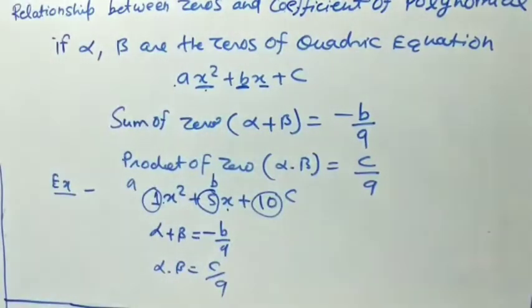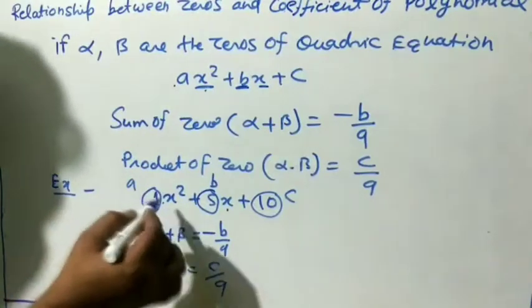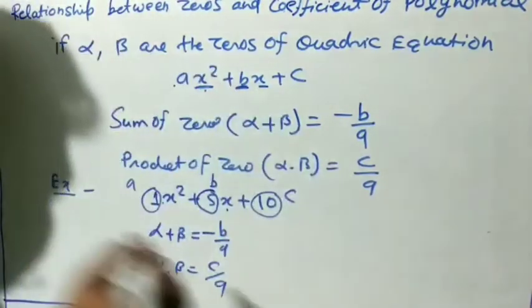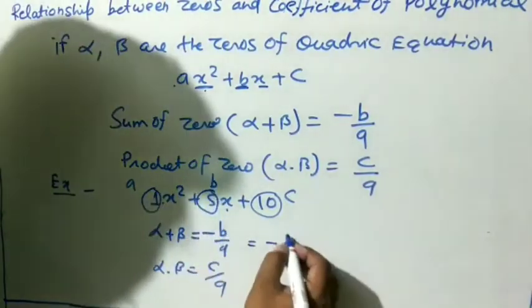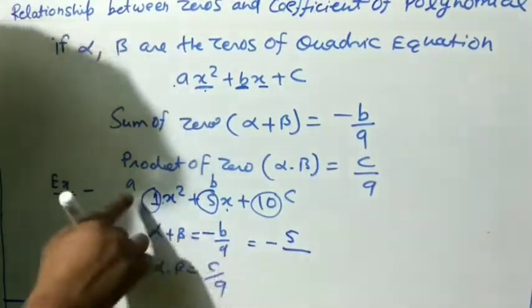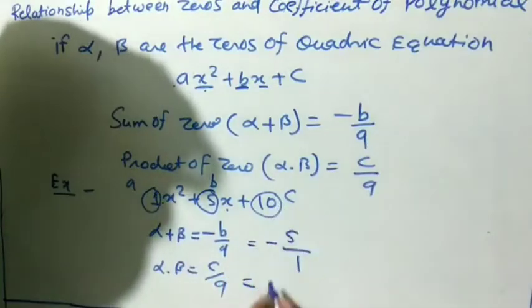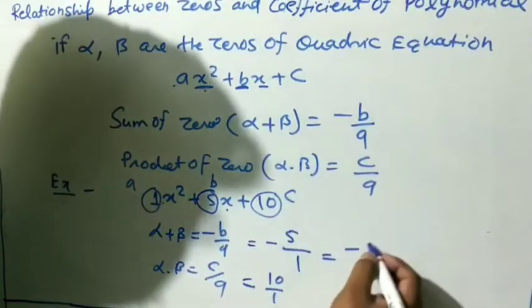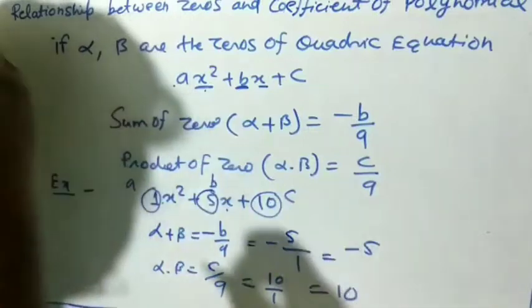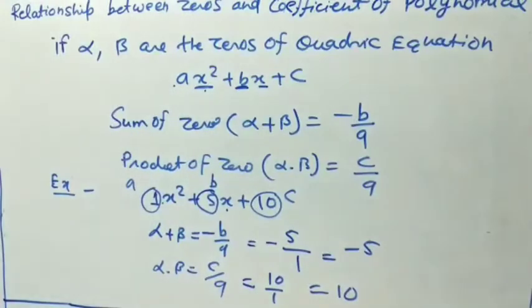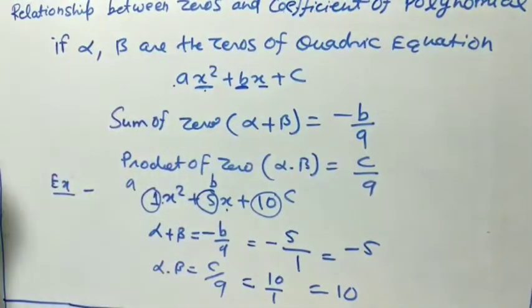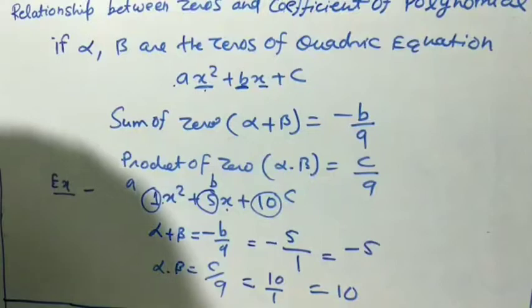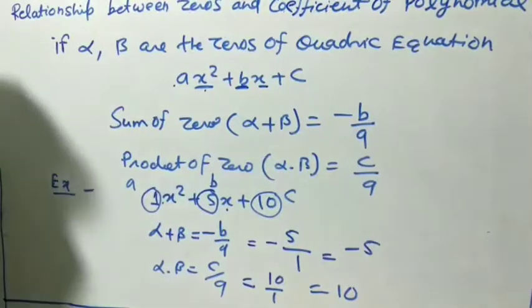So first of all, you have to compare with the quadratic equation. Minus b upon a, minus as usual, b, the value of b is 5 and a is 1, c is 10 and a is 1. So this is called minus 5 and this is called 10. So this is the relationship between zeros and the coefficient of the polynomial. The sum of zeros, alpha plus beta, equals minus b upon a, and the product of zeros equals c upon a. Okay, let's come to the next topic.